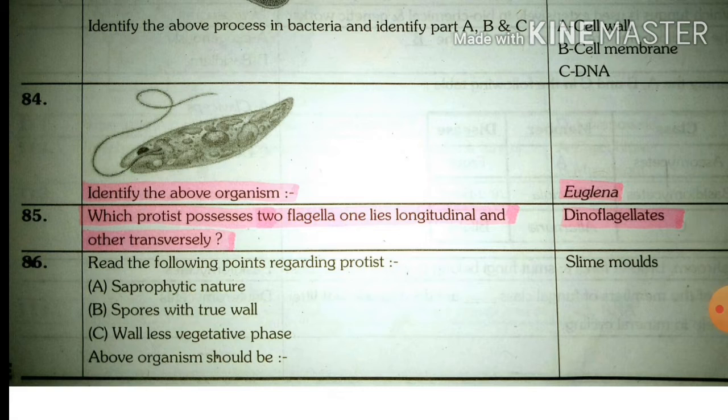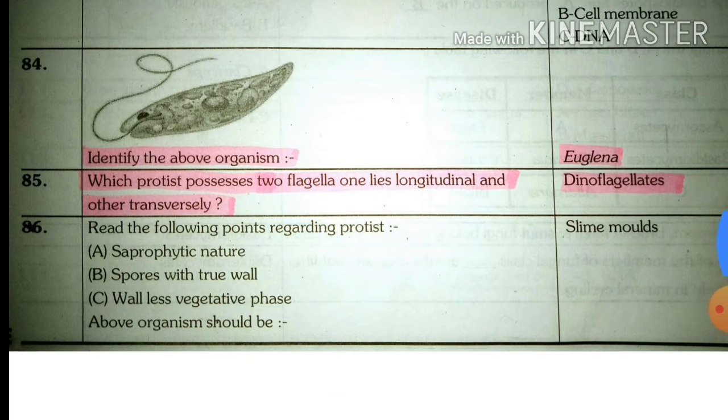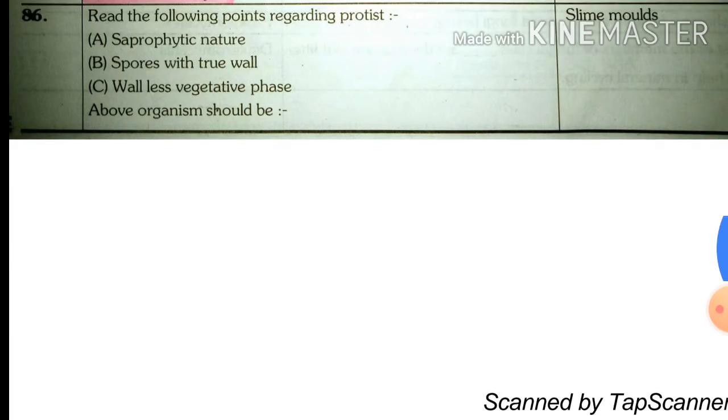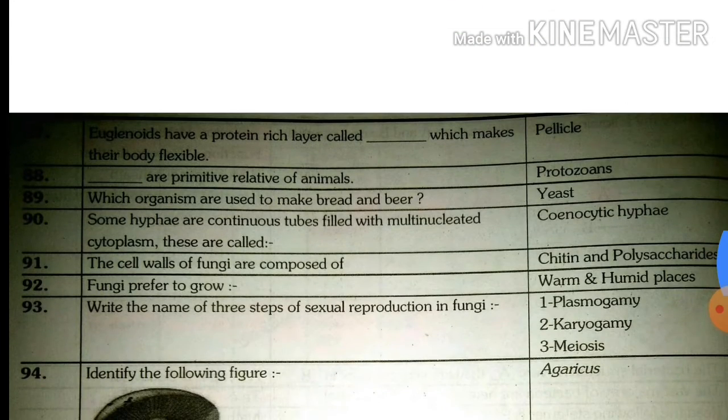Now we read these statements. Saprophytic nature, spores with true wall, wall-less vegetative phase: slime molds. Next, euglenoids have a protein-rich layer called pellicle, which makes their body flexible. This is important. Dash are the primitive relatives of animals: protozoans.